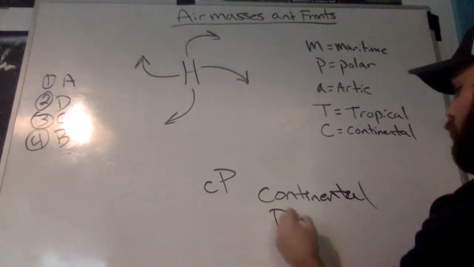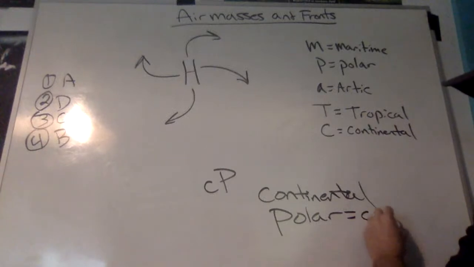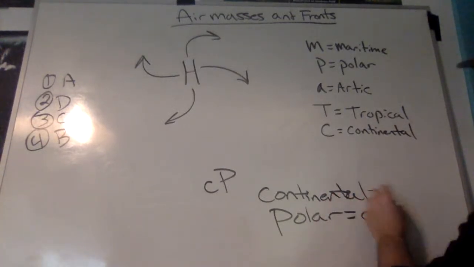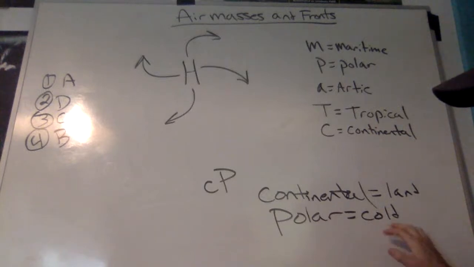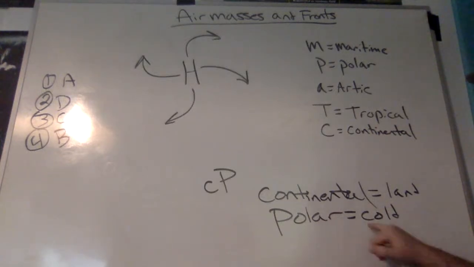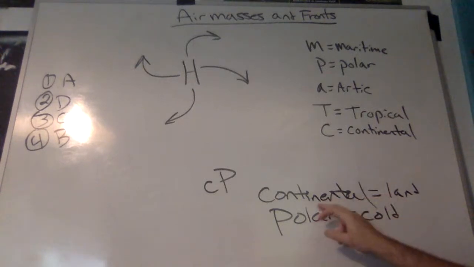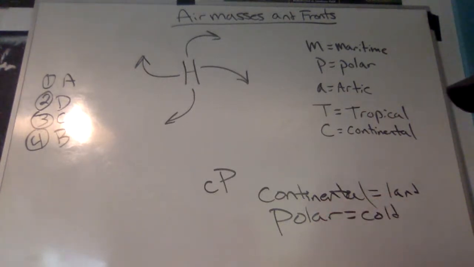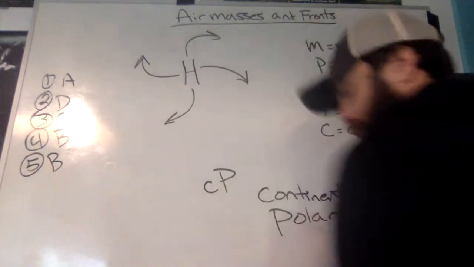And we have a polar. When we think of polar, that's going to be a cold air mass, and when we think of continental, that's land. So for number 5, it's asking which type of Earth's surface an air mass would most likely originate over. It's going to be cold. And between a land mass and the ocean, which one is going to be a lot drier? It's going to be the continent. So it's going to be a cold and dry air mass, and that, for number 5, gives us B.